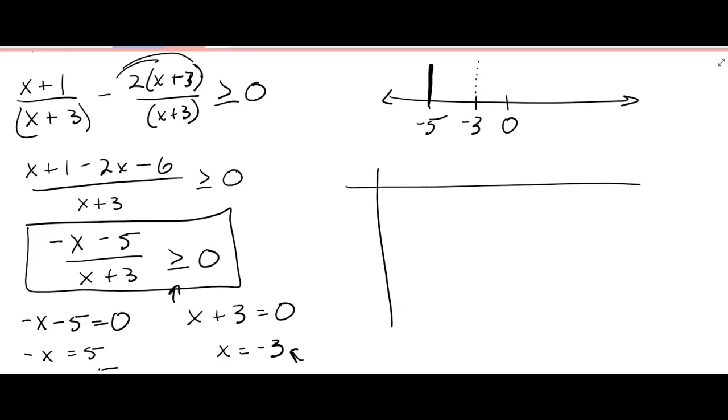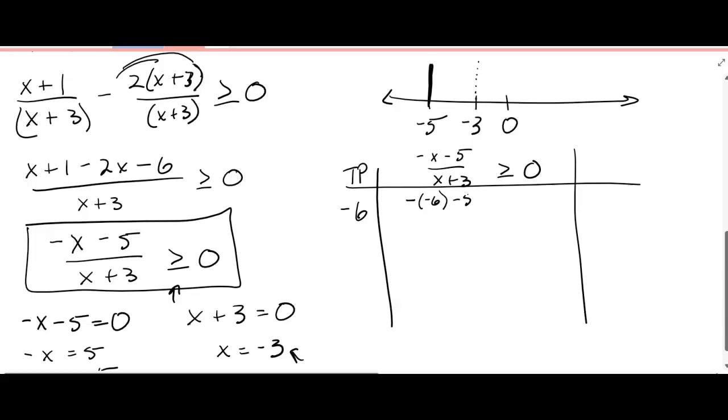So now let's think about the test points. And we're going to be using negative x minus 5 over x plus 3. Is that greater than or equal to 0? Yes or no? So think of a number less than negative 5, maybe negative 6. When we're talking about the opposite of negative 6 minus 5 over negative 6 plus 3, is that greater than or equal to 0? In the numerator, I'm going to have 6 minus 5, which is positive, and in the denominator, I'm going to have a negative. So positive divided by negative, that's negative. And so is that greater than 0? Yeah.